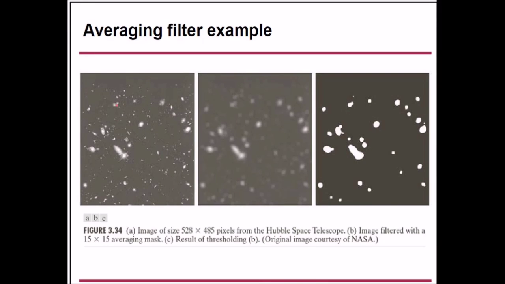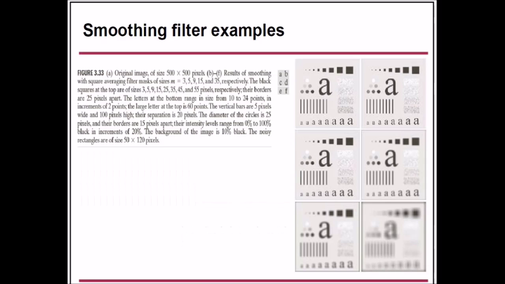This is an averaging filter example. First of all, you take an image of 528 by 485 pixels of the Hubble Space Telescope. Now this is the image filtered with a 15 by 15 averaging mask, right? And this is the result of thresholding. So once you average, it will become blurry. But once you apply some threshold, you see these points or these values are very visually perceivable.